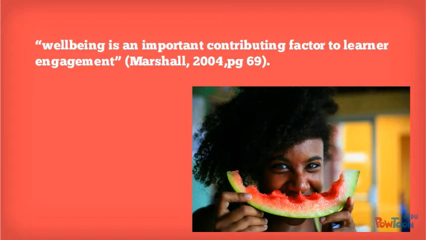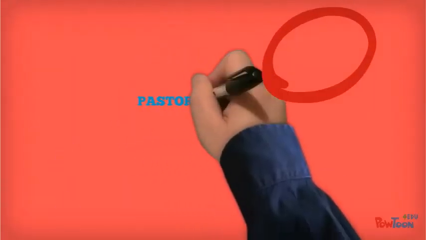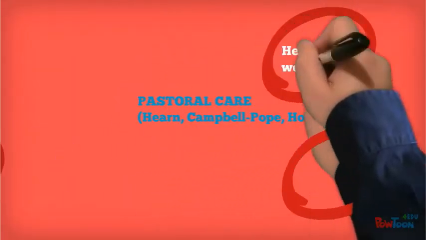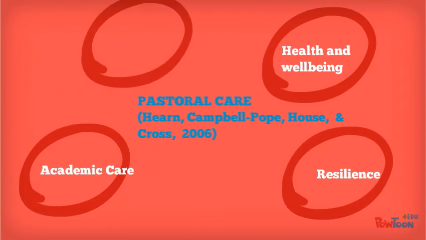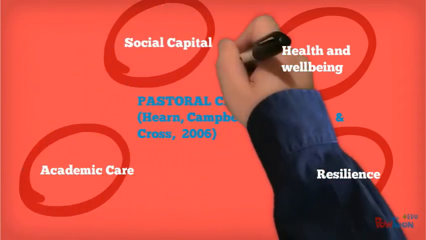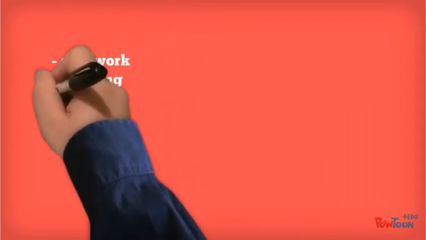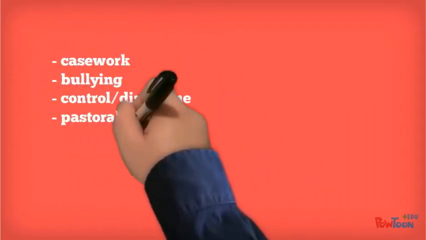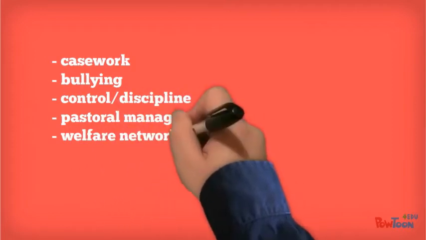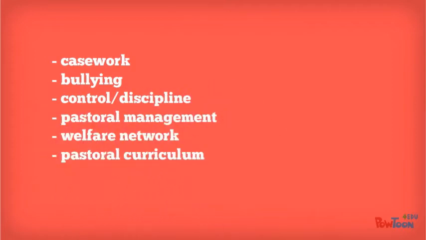In research conducted on pastoral care programs in Australia, pastoral care aims to promote health and wellbeing, resilience, academic care and social capital. Pastoral care crosses into many areas, including casework, bullying, control discipline, pastoral management, welfare network and pastoral curriculum. This assessment is particularly focused on the last area of pastoral curriculum and its link to effective pedagogical practices. Effective pedagogical practices support and promote academic care.